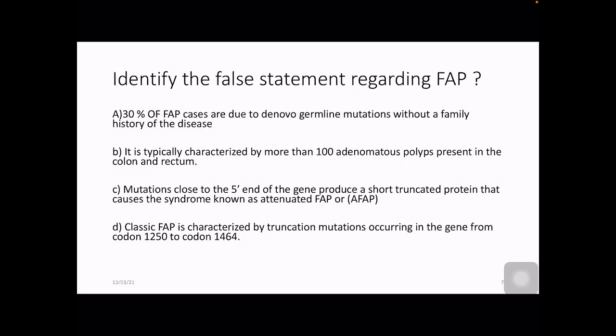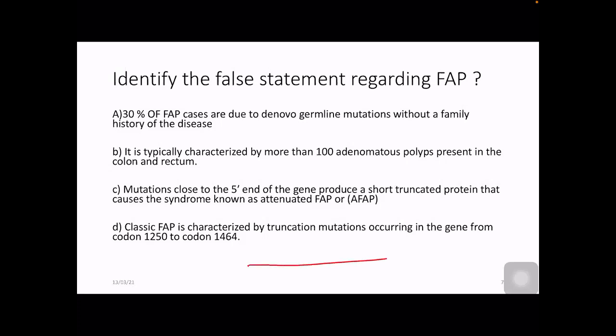Option C, mutation close to the 5' end of the gene produces a short truncated protein that causes the syndrome known as attenuated FAP or AFAP. True or false? If the mutation is close to the 5' end, it results in attenuated FAP. True. Yeah, that is also true.